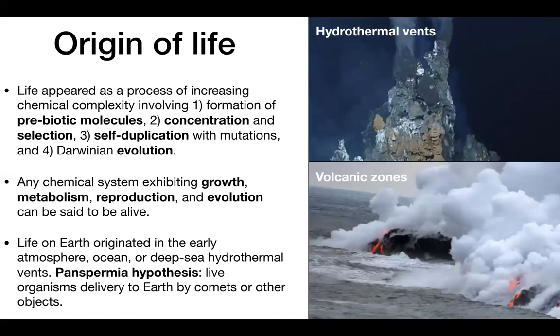Another possibility is that life or its building blocks came to Earth from space, carried aboard comets or other objects. This is the panspermia hypothesis. Amino acids, for example, have been found within comets and meteorites. This intriguing possibility also implies a high likelihood of life existing elsewhere in the cosmos.